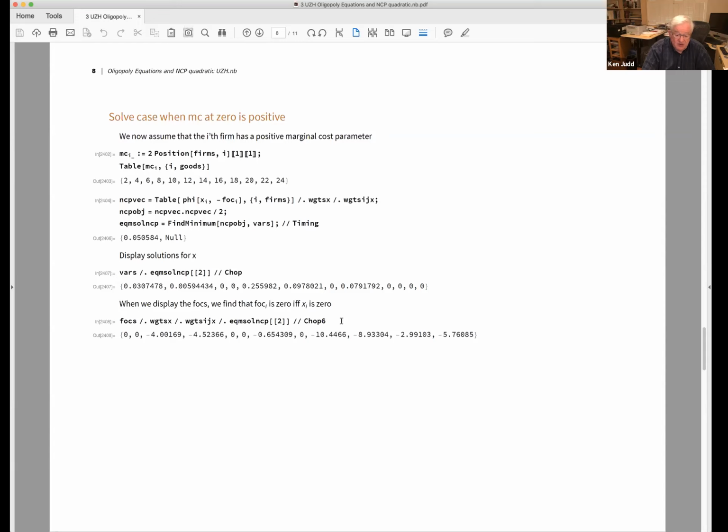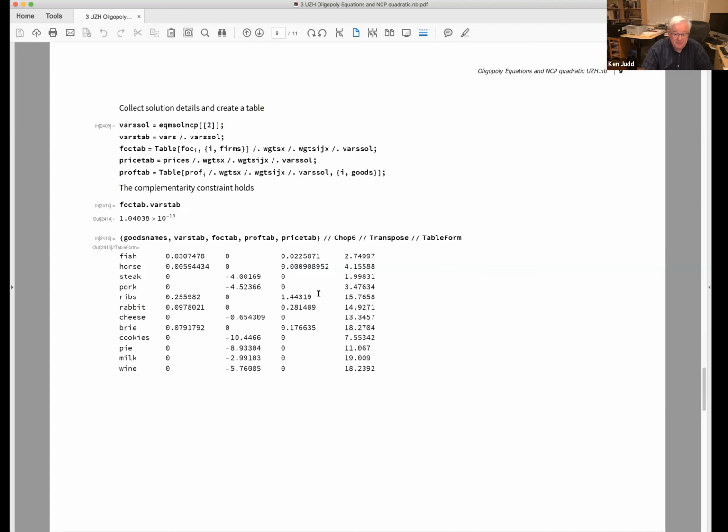And now the first order conditions, see how they line up. Now what we see down here is a table. Here's the name of the good, fish. Its output is 0.03. The magnitudes of these things don't mean anything. So it has positive output, and its first order condition is 0. It has positive profits, and then the price is 2.7, and so on. Now, there's a small amount of demand for horse meat, and so its first order condition is 0. Now, it turns out there's no steak or pork.